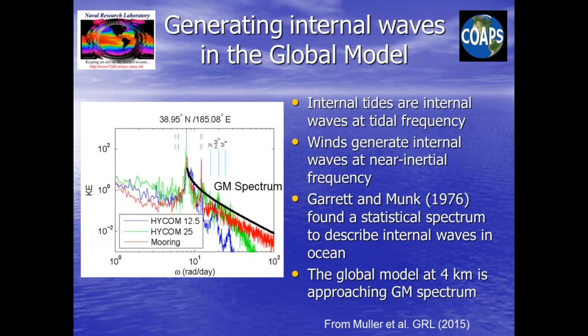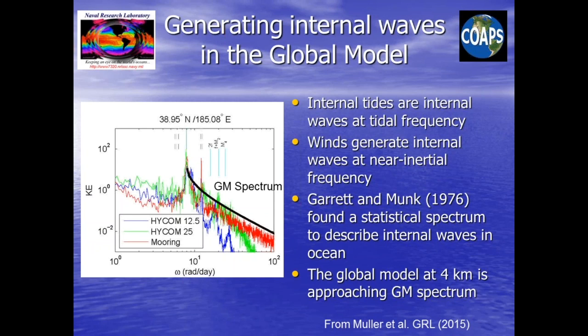So the black line is this Garrett-Munk spectrum. The red line is observations from a mooring. This is just a current meter that's out there for a long time, and we just did the spectrum of that. And the green and blue lines are two of our simulations from the global model with the tides. The blue is the 8-kilometer model, the current forecast system that we have, and the green model is the 4-kilometer one, the much higher resolution model.